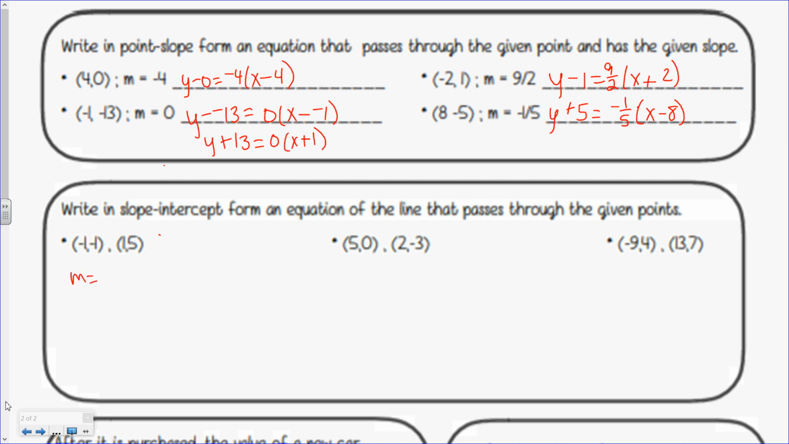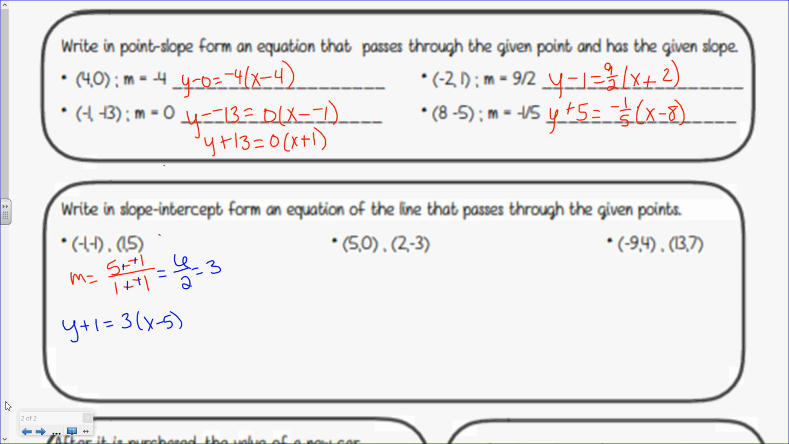Now let's do a problem where we don't have our slope given to us. So m equals 5 minus -1 over the difference in x. Remember, double negatives make a positive. And so I get a slope of 6/2, which equals 3. Then I need to plug one of my points and my slope in, so y minus -1, which is really +1, equals 3 times x minus -5.